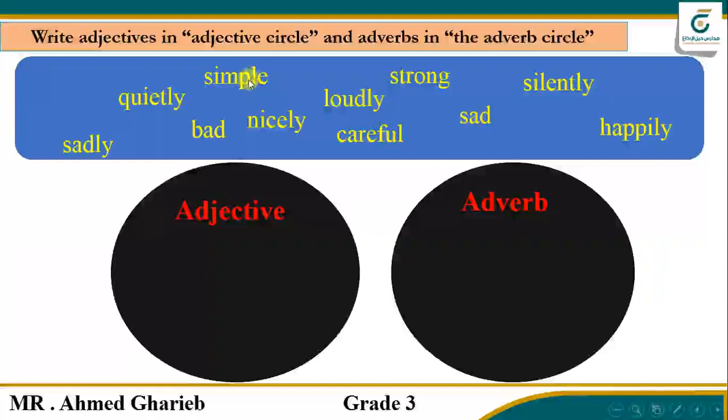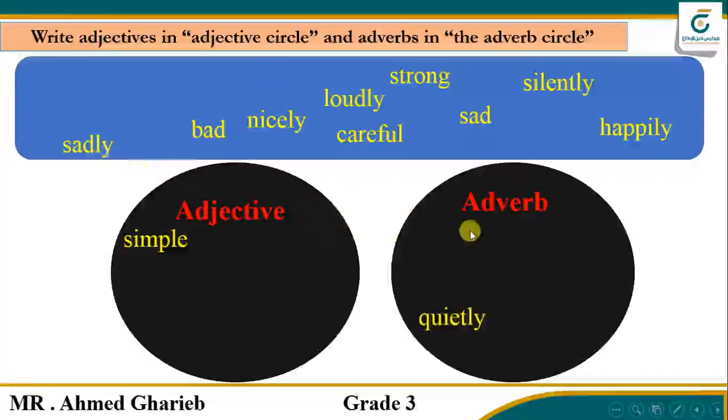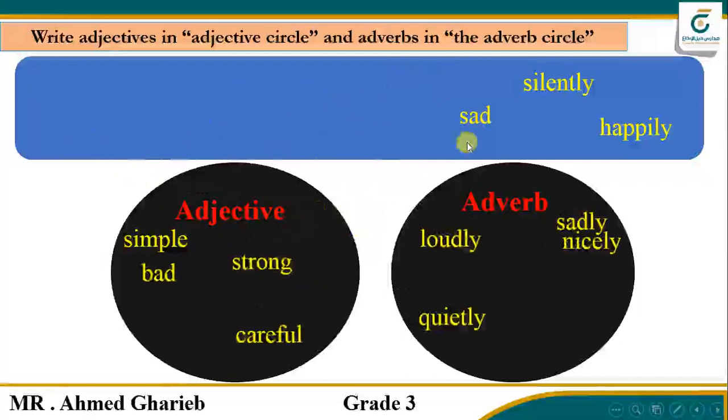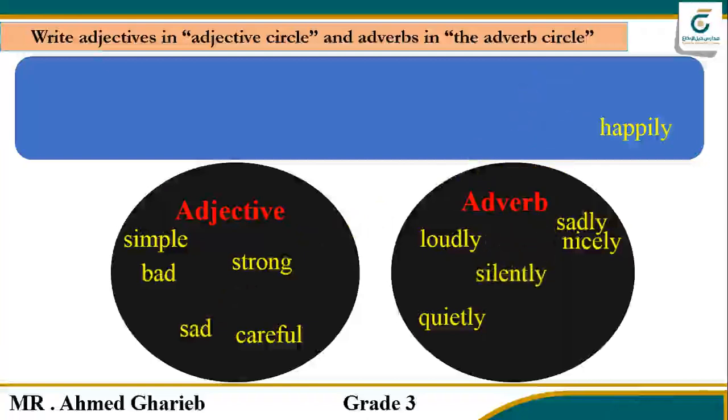Okay, let's start with simple. Is it an adjective or an adverb? Of course it is an adjective. Quietly, an adverb here. Sadly, too, adverb. Bad, an adjective. Nicely, of course an adverb. Loudly, adverb. Careful, adjective. Strong, adjective. Sad, adjective too. And silently is an adverb. The last one, happily, of course it is an adverb.